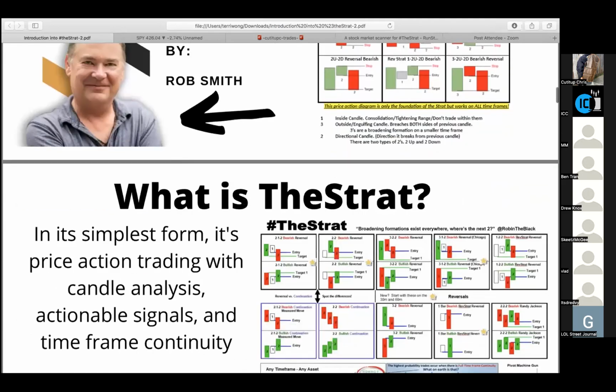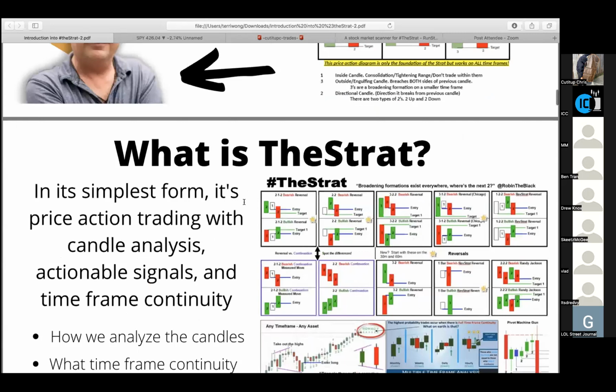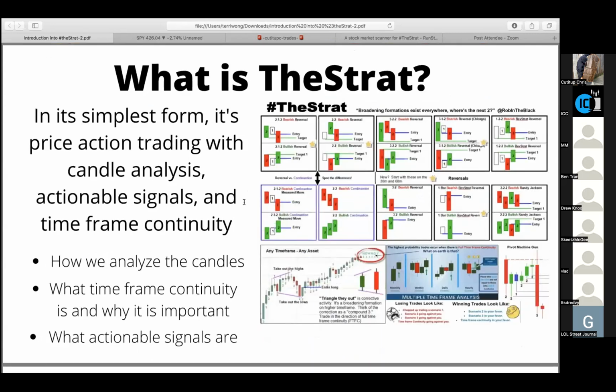All right, so what is the strat? In its simplest form, it's just price action trading with candle analysis, actionable signals, and time frame continuity. What that means is all these right here are actionable signals. An actionable signal is just a sequence of candles that set up and play out in certain ways. Like this one's a 2-1-2, this one's a 2-2. These are the setups that we look for, and then we're analyzing each individual candle with time frame continuity.